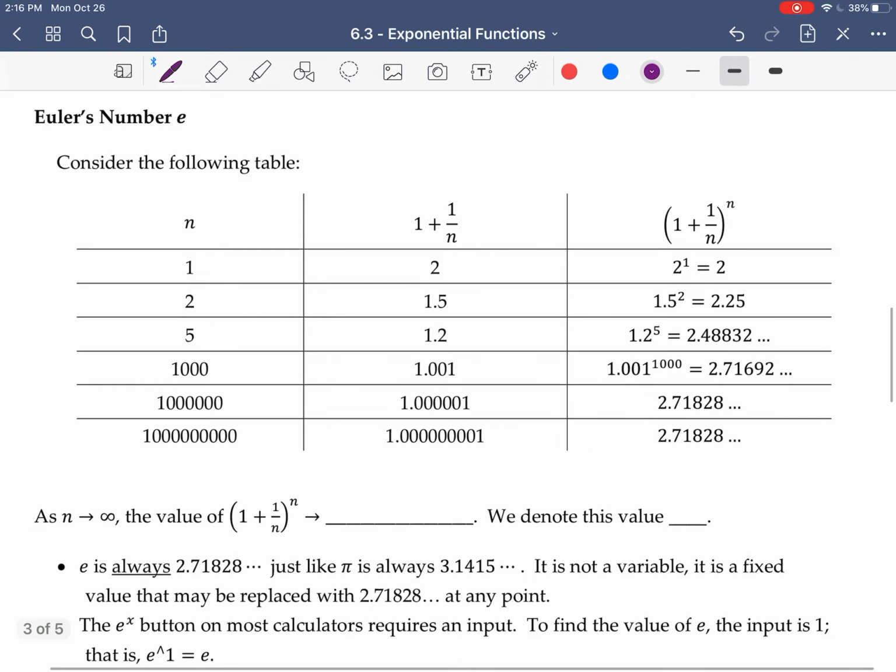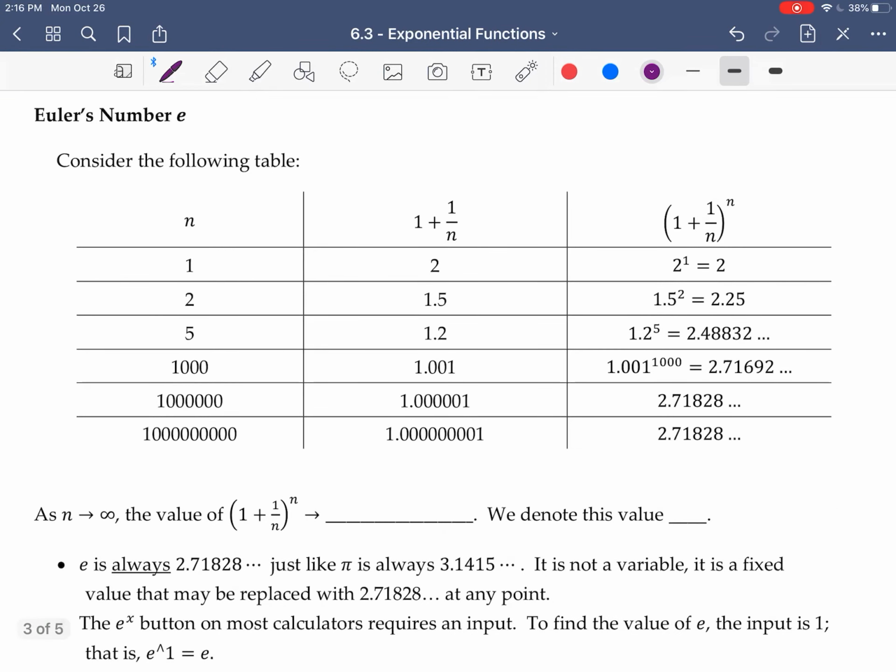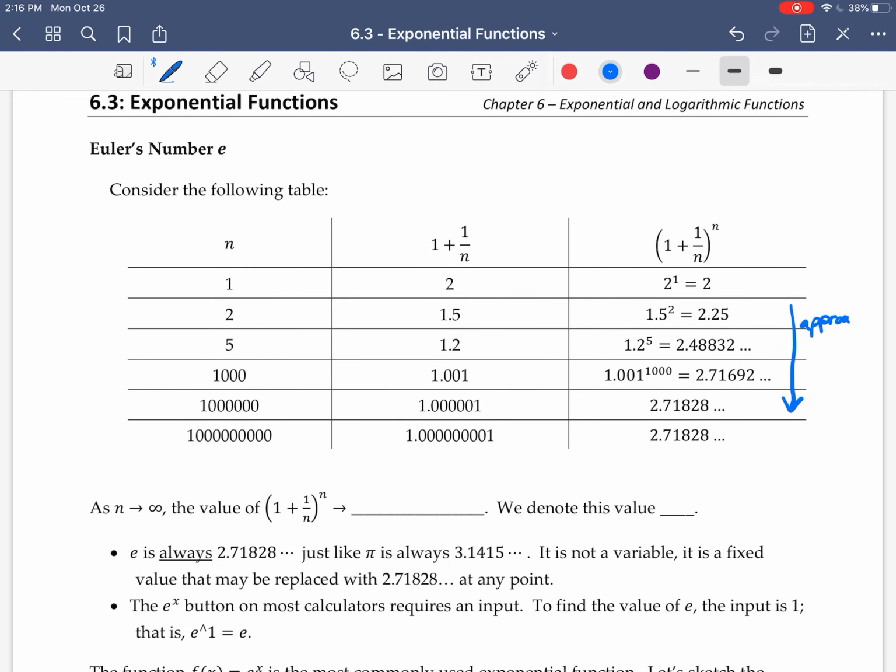Now, there's a special base, and I'm not going to go into this table very much, but there's a special base called Euler's number, or e. So e has to do with this 1 plus 1 over n to the power n. So this is just to show you that as your n's get bigger, this is approaching some number. Okay, so that's what this table says. So this thing is approaching what we call e.